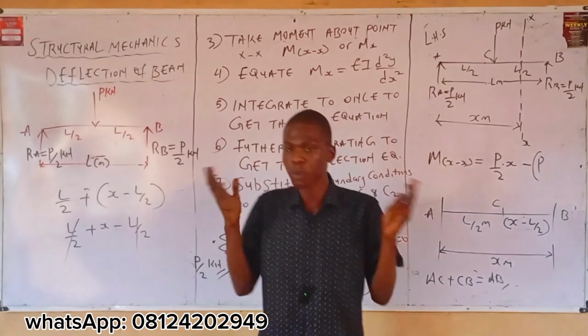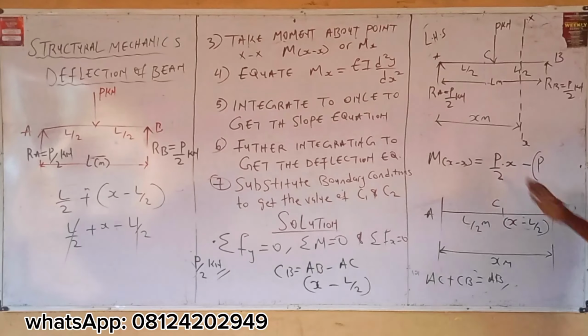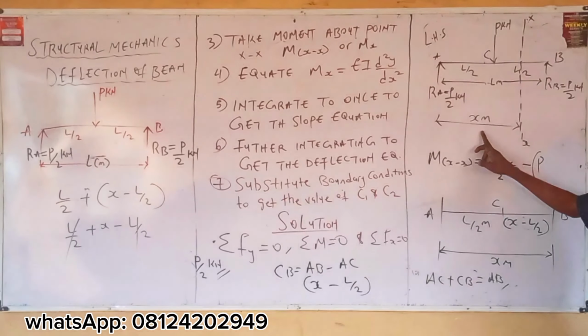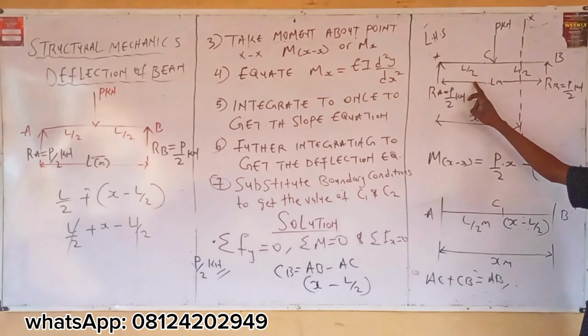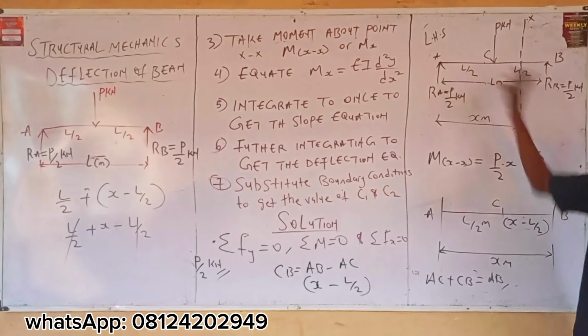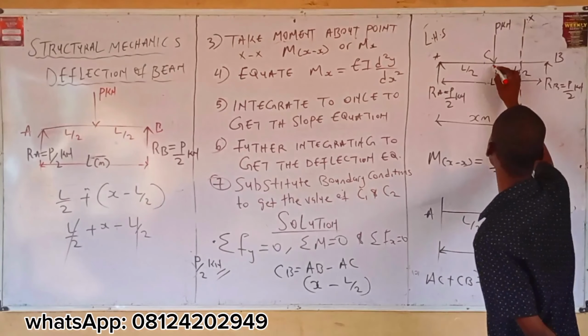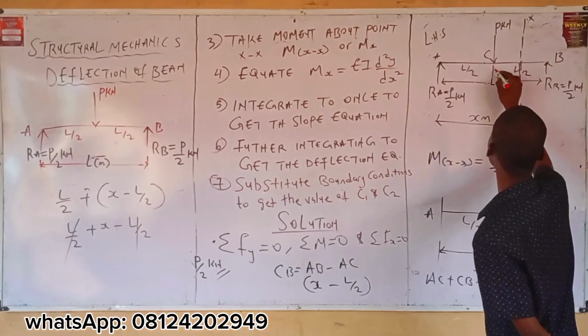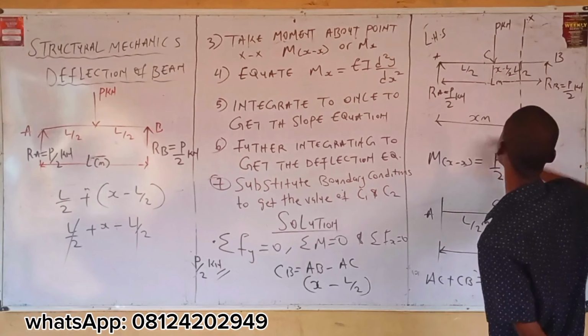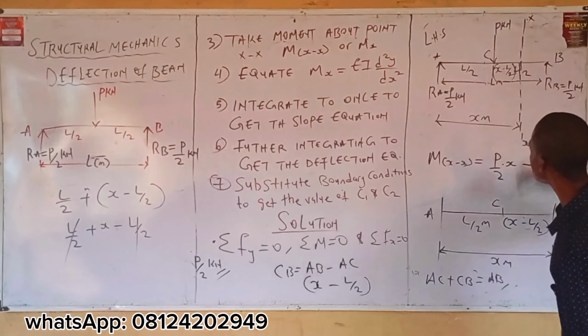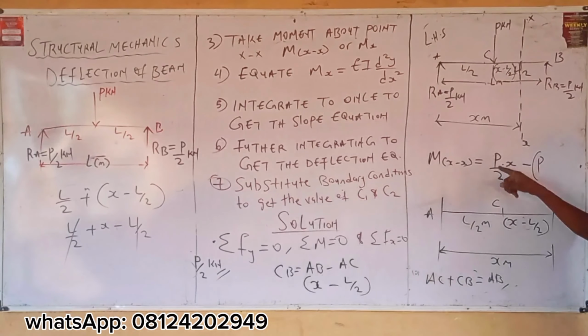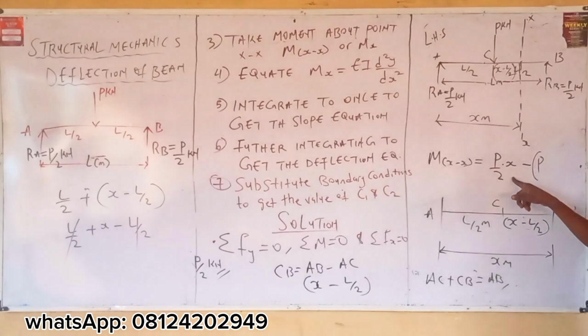You understand? But you can just look at it from here. If from here to here is x meters and you know from here to here to be L over 2, then this one should be x minus L over 2. So from here now, we are saying that the length here is x minus L over 2. So if that be the case, the moment will now be P over 2x. We know how you got that one.